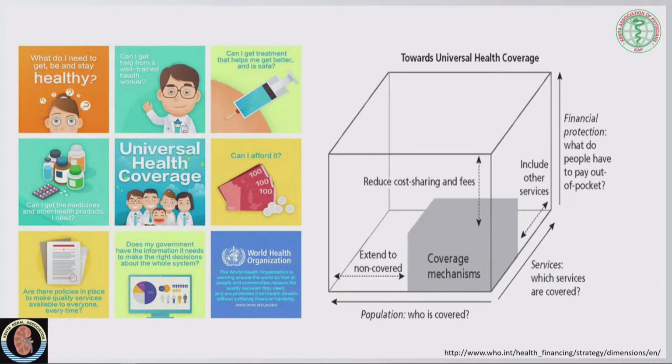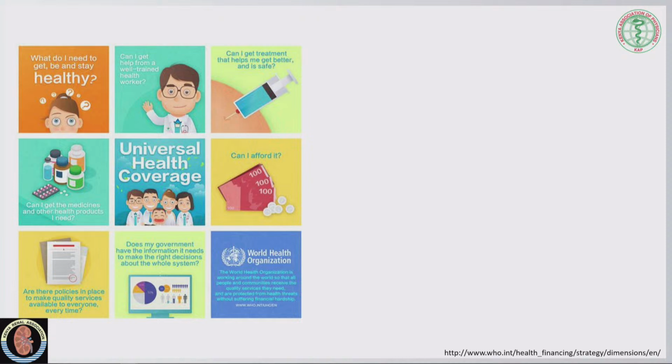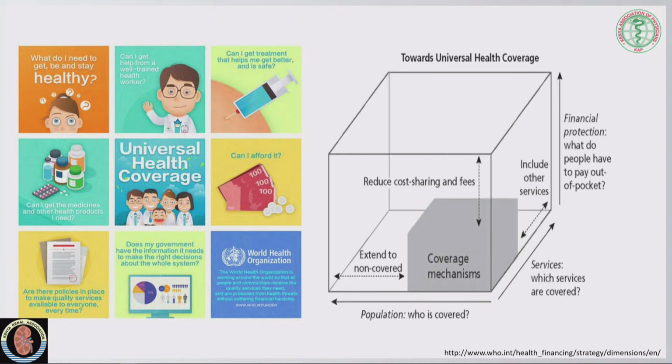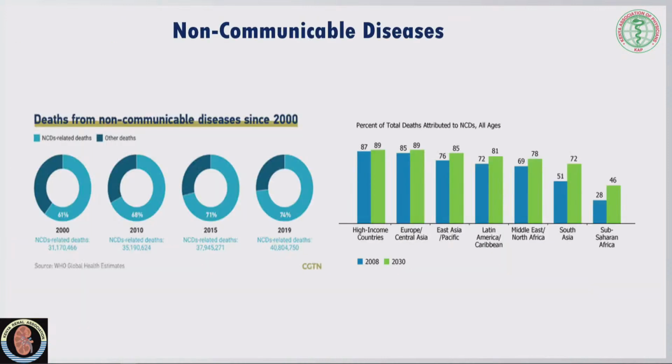At the moment, universal health coverage is considered to be like a cube where there is a population who is covered. So at the moment there are coverage mechanisms here. There are many people who are not covered on this other side. And then we also look at another dimension of services. Which services are covered? Do you have enough of those services? Are they available? Are they accessible to these people? And then finally, financial protection is very important as part of UHC. The patient is paying out of pocket. How much is it going to cost? How much of the household expenditure is going towards health costs?